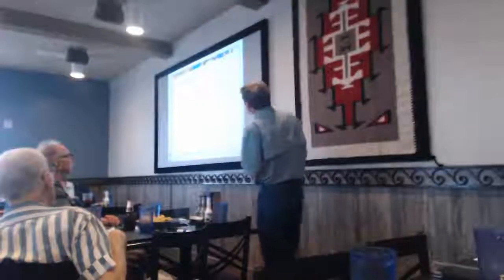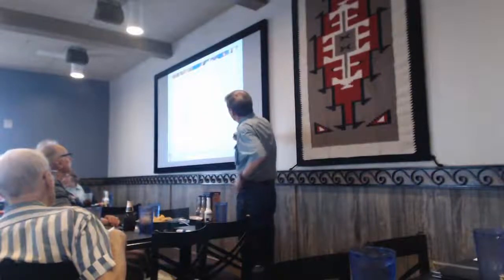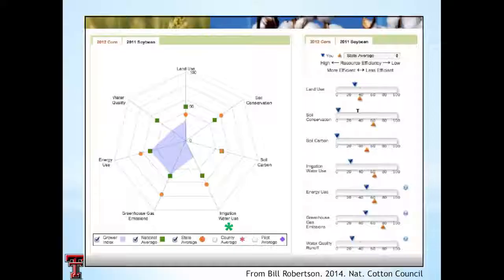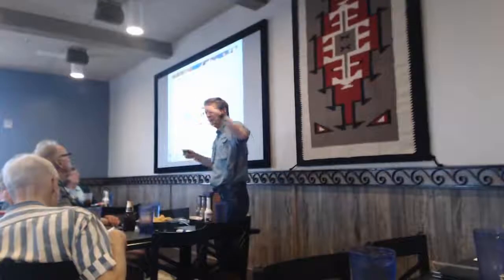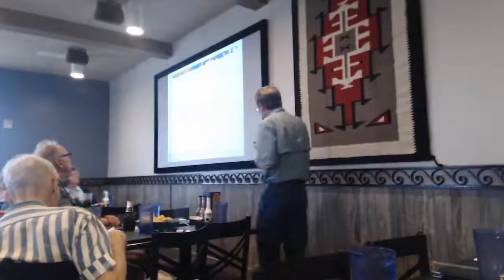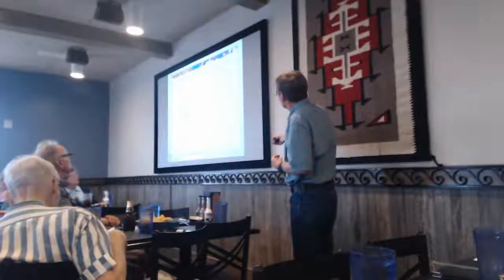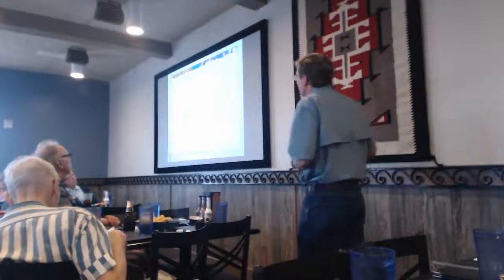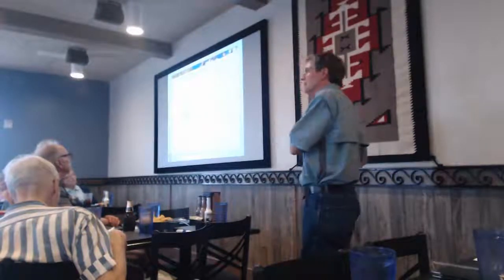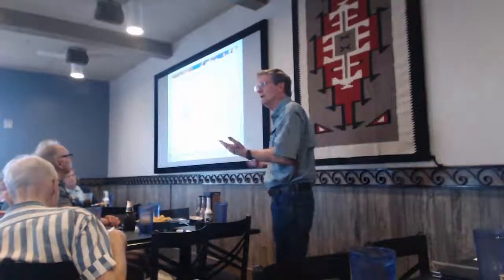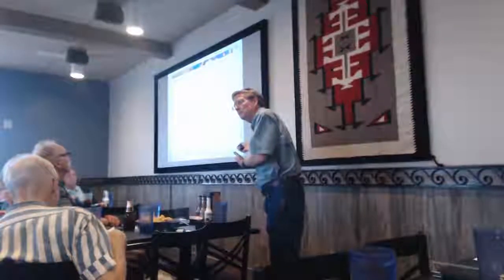And then they have other benchmarks. Green is national average. This orange is state average, and so on. You can see how you stack up against national and state averages, and those give you these little scales. And then you can go in and use it, let's say I'm going to switch to no tillage. How does that affect my footprint?